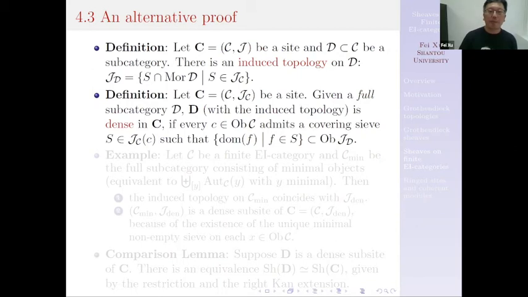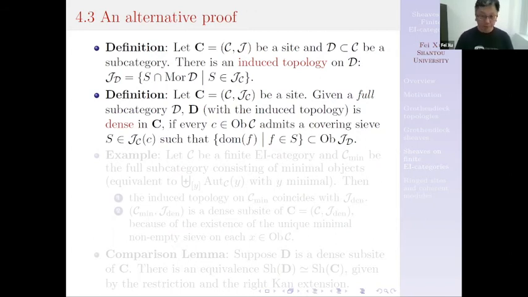Basically, if you have a site, then you have an induced subsite. If every object in this big category admits a covering sieve satisfying the condition that every morphism from the covering sieve has its domain in the subcategory D, then we say the subsite is dense in the original, big site.